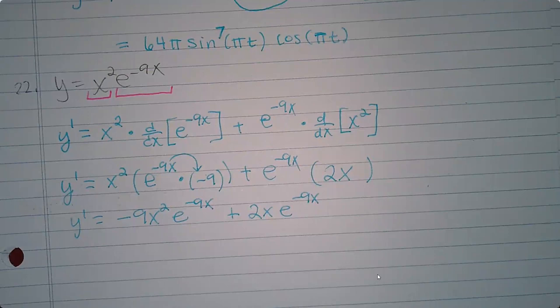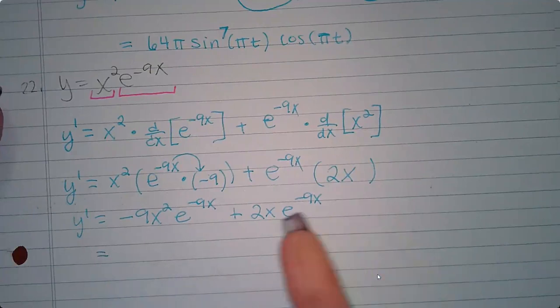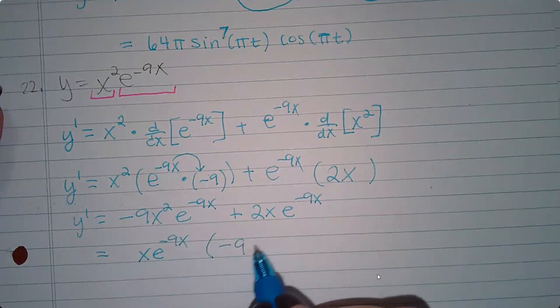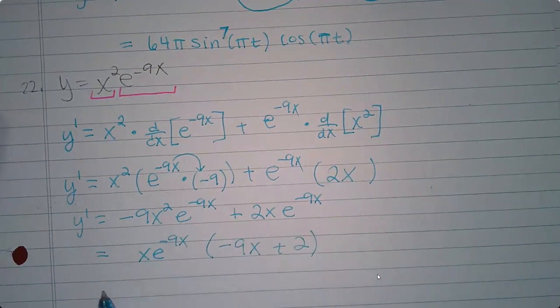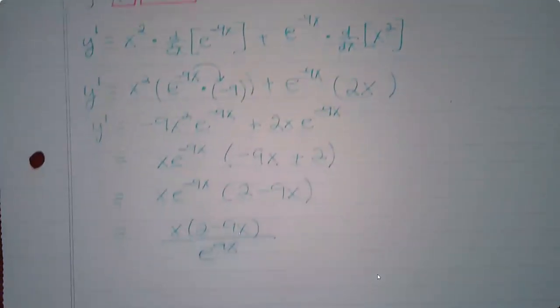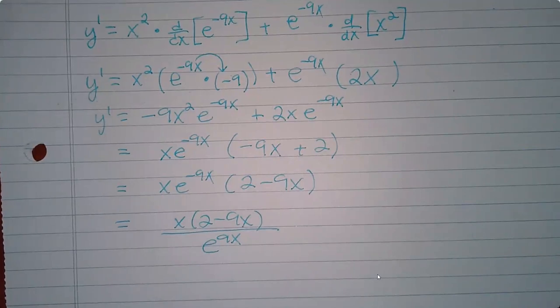However, if that's not one of my answer choices, I might need to manipulate it. So just to go over how you could do that, you could factor out what they have in common. They have an x in common and they have an e to the negative 9x in common. That would leave me with negative 9x plus 2. I could even go further and write 2 minus 9x, right? And if that still doesn't match my choices, maybe this would match my choices, with that negative exponent. But any one of these, they're all the same thing, okay? But on a test, you have options. You've got to find the one that is equivalent to what you found, okay? So I just wanted to talk about the different ways that answer might look.